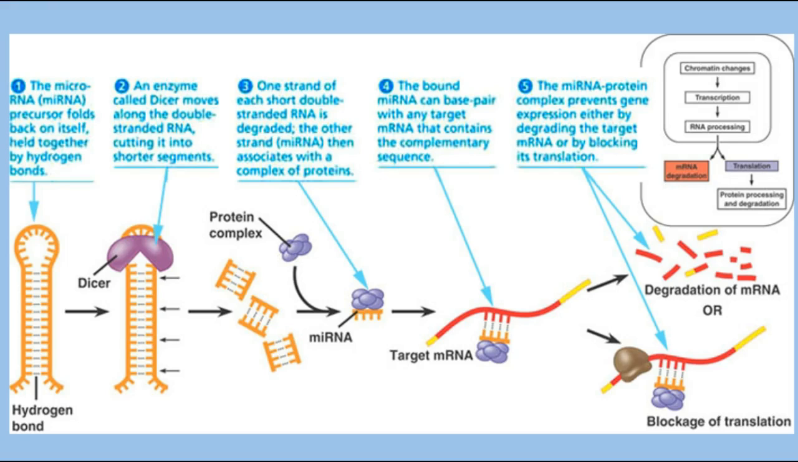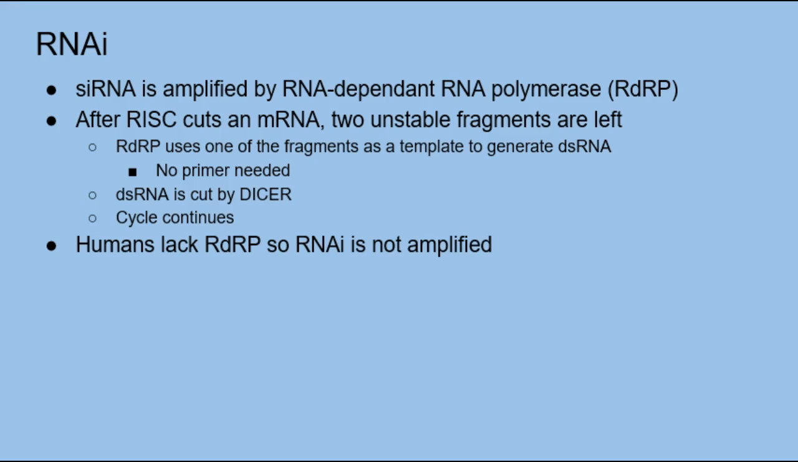RNAi is amplified by RNA-dependent RNA polymerase, or RDRP. After RISC cuts an mRNA, two unstable fragments are left. RDRP uses one of the fragments as a template to generate double-stranded RNA, and it doesn't need a primer because it's RNA. Double-stranded RNA is cut by dicer, and the cycle continues.